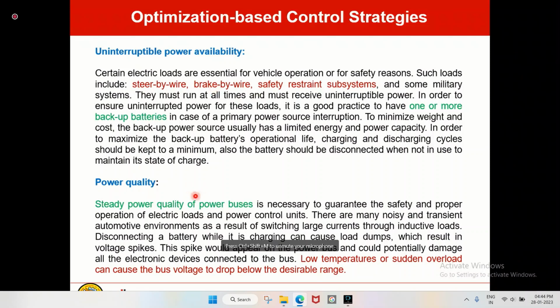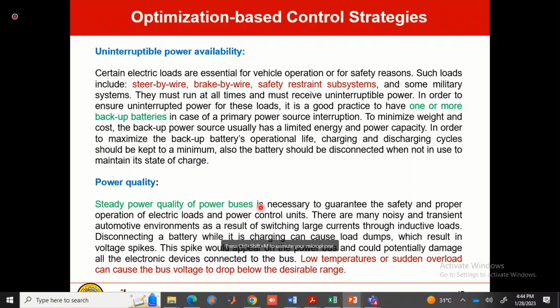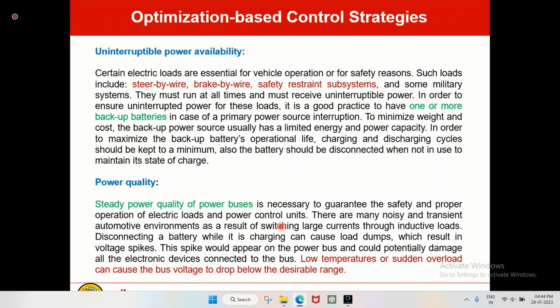Power quality is again very important because there could be sudden voltage drops or voltage spikes, right? Owing to the temperature change or owing to the sudden loads, right? And that's why this issue also is very important and needs to be taken into consideration.